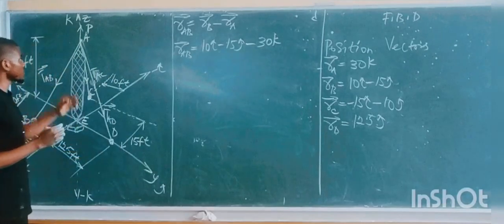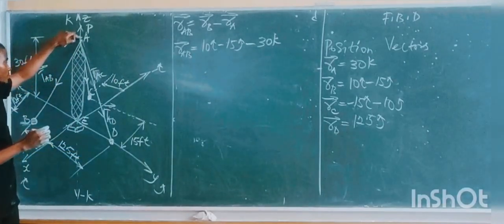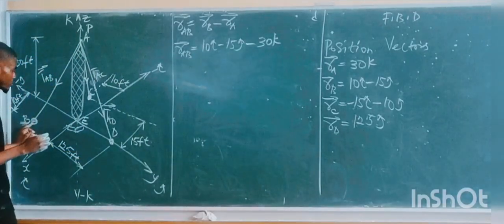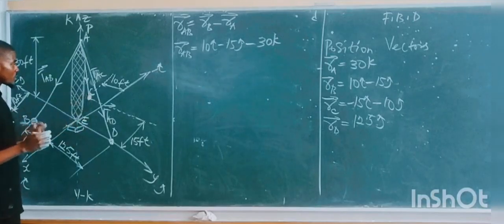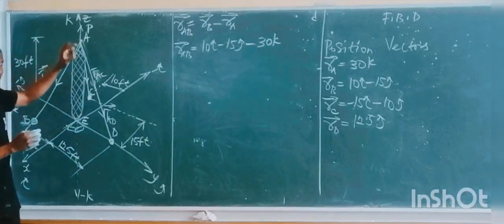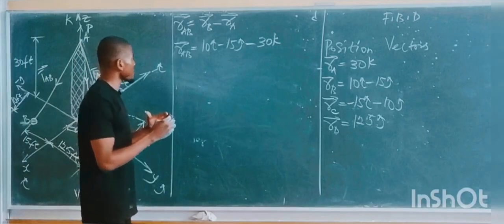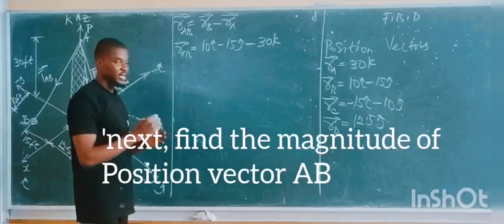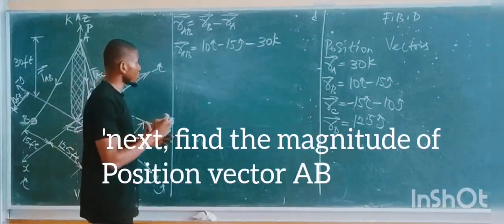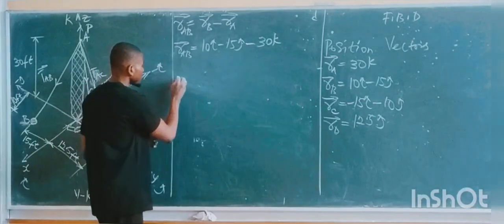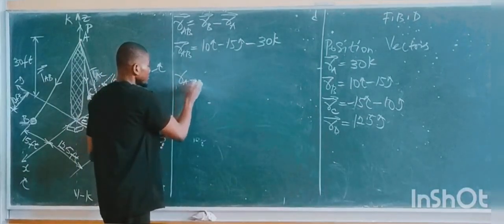Okay, since all the cables are tied to A, A becomes the reference point. So we move from all the other points to locate point A. Now, after obtaining the position vector between A and B, the next thing to find is the magnitude of the position vector. So you simply find the magnitude of AB.